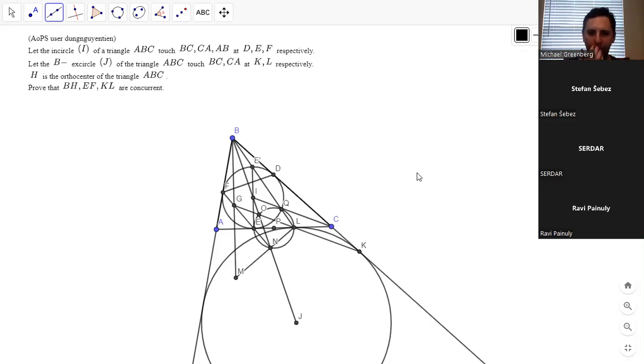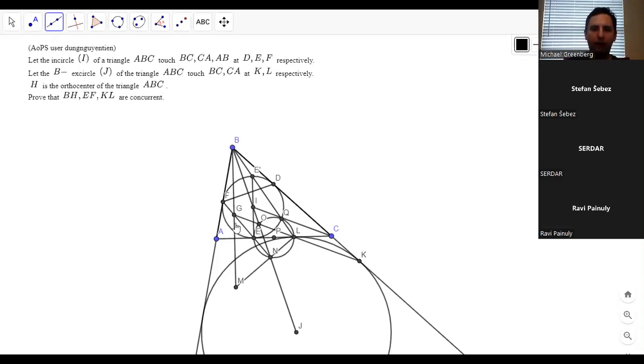I don't know if I'm just going in circles here or if this is helping. M is the intersection of the altitude from B to AC and LN. And N is the intersection of BI and EF.